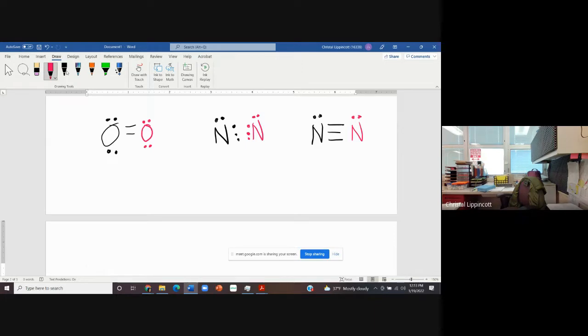Carbon gets 4 electrons, oxygen gets 6. See how you can manipulate those. The answer keys for the whole packet are online on the Google Classroom. Yep, you got double bonded.